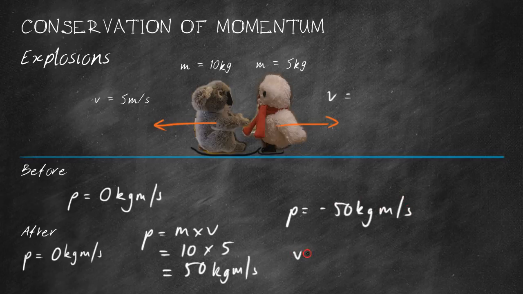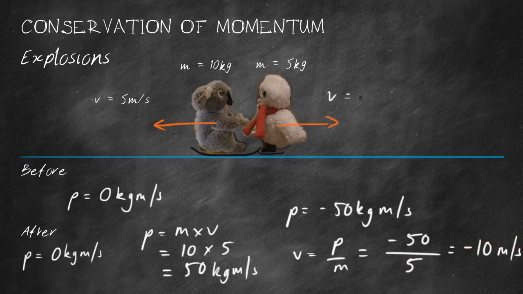Rearrange for v and you get p over m. You get minus 50 divided by his mass, which is 5 kilograms. Don't need the calculator for that one. That's minus 10 meters per second. So Snowbird moves off with 10 meters per second in that direction.